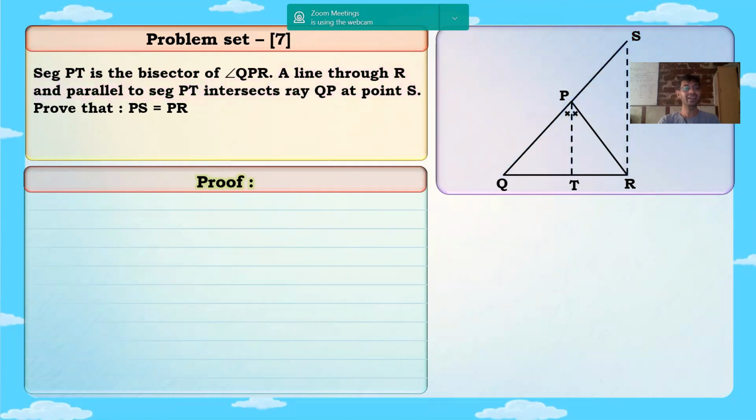Now proof क्या करना है? They are saying that prove that PS is equals to PR. Now my first question, look at PS and PR. Can I say PS and PR belongs to any triangle? ठीक है, yes, it belongs to triangle PSR.